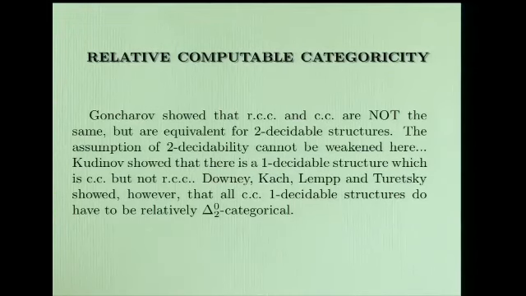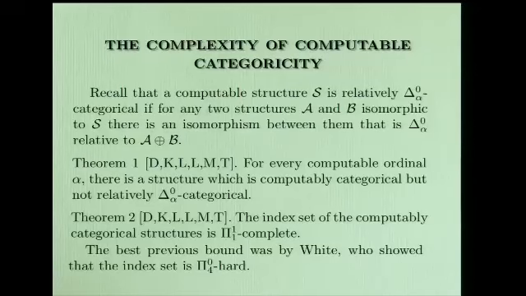Okay? But this is not the case. In fact, it fails as strongly as you can imagine. The first theorem there is that for every computable ordinal alpha, there's a structure which is computably categorical but not relatively delta 0 alpha categorical. Okay? So it fails very strongly. And in fact, more than that is true. The index set is as complicated as it possibly could be. It's pi 1 complete. Okay? So actually, the second theorem there implies the first one.